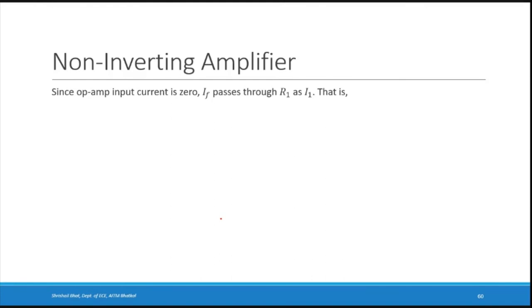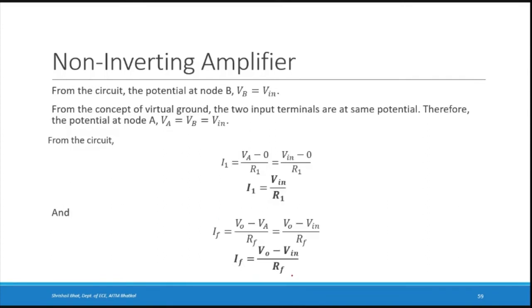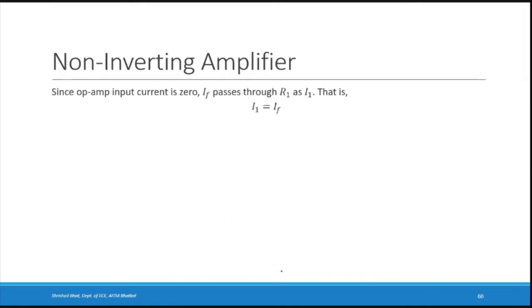Now substitute the equations for I1 and IF. I1 is V in by R1, IF is V0 minus V in by RF. Now what we want is the expression for V0 in terms of V in, that is, the expression for output voltage in terms of the input voltage V in. So just simplify this. What do you get?